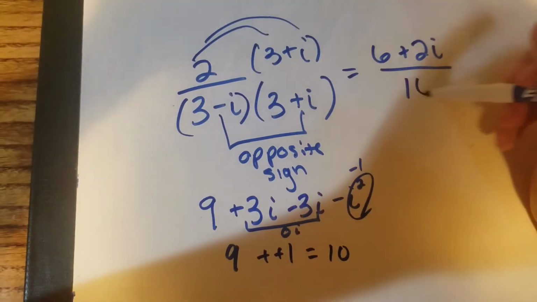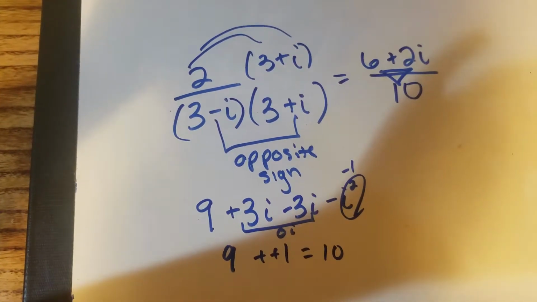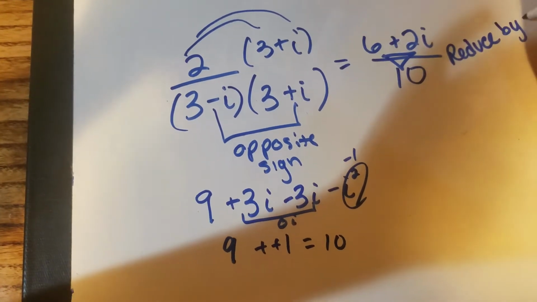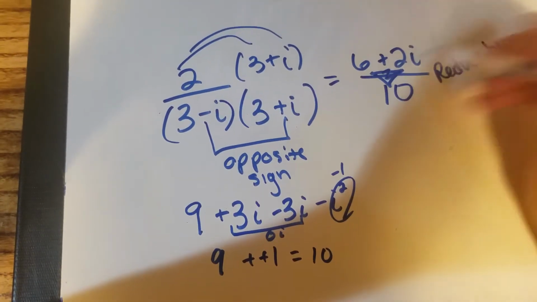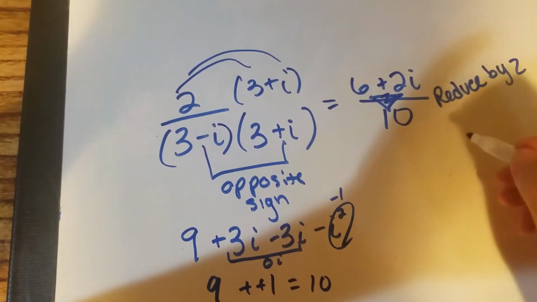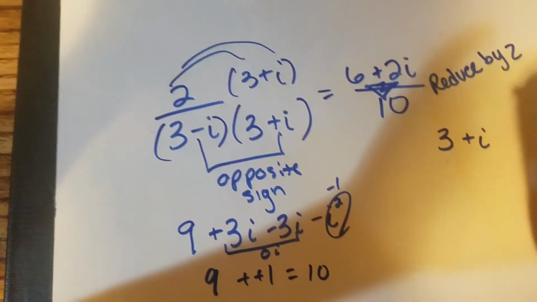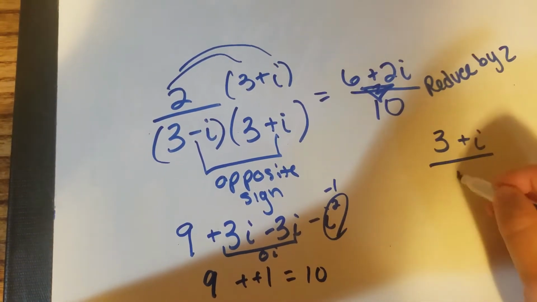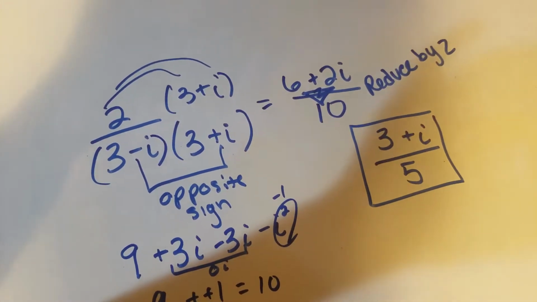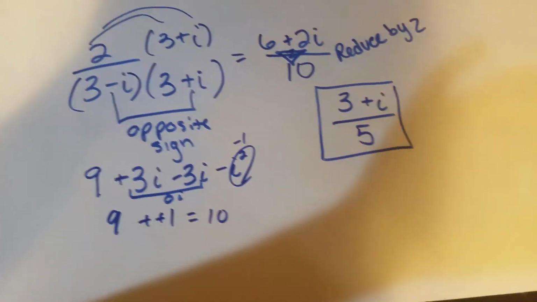So I'm just going to put that 10 here. Now, since these are all divisible by 2, we need to reduce by 2. Sometimes I'll write it out here, sometimes I'll just put a 2 in the middle, and I know that I'm reducing by 2. So 6 divided by 2 is going to give us a 3. 2i divided by 2 is going to give us an i. 10 divided by 2 is going to give us a 5, which would be our final answer. Okay, so that is one with a monomial on the top, binomial on the denominator.